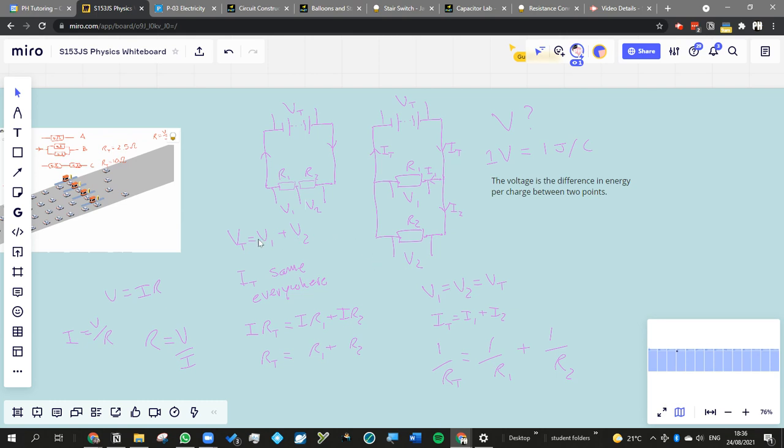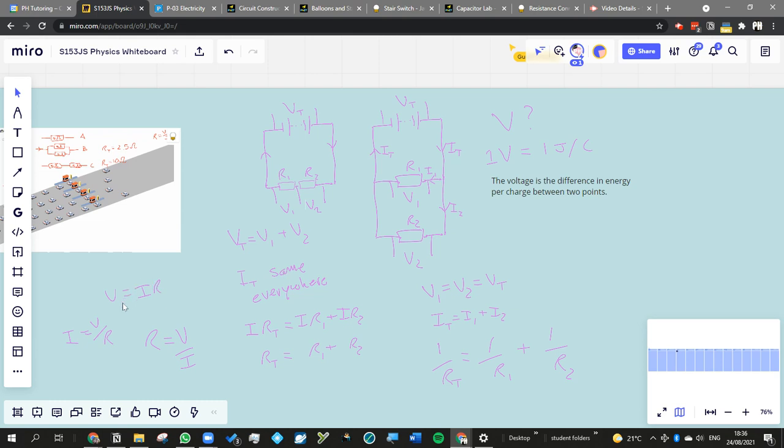You need to first remember that in series, the total voltage is equal to V1 plus V2. Voltage is the difference in energy per charge, or for now we can just think about it as the energy per charge. So as they go around this circuit, they lose some of their energy here and the rest of it there, and then go back to the beginning. So the total voltage is going to be equal to the sum of the two voltages.